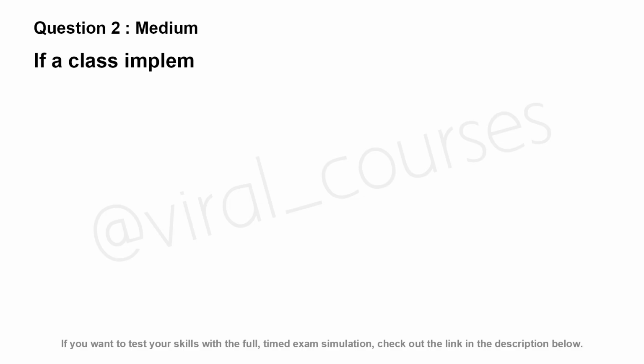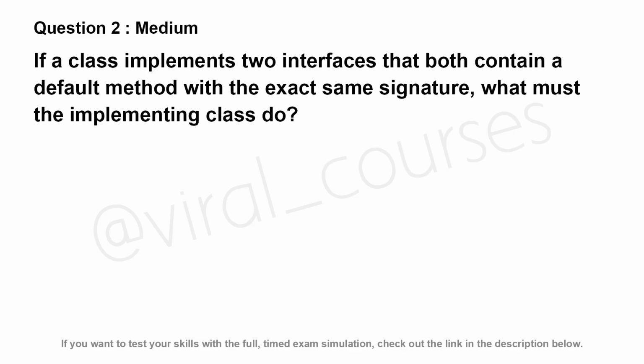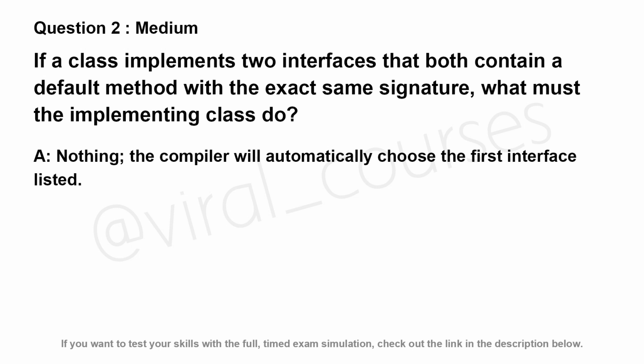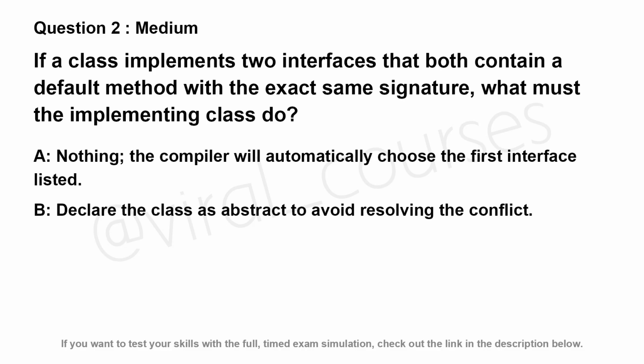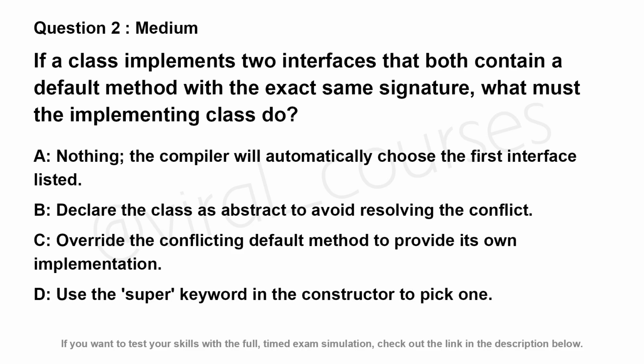If a class implements two interfaces that both contain a default method with the exact same signature, what must the implementing class do? Option A. Nothing. The compiler will automatically choose the first interface listed. Option B. Declare the class as abstract to avoid resolving the conflict. Option C. Override the conflicting default method to provide its own implementation. Option D. Use the super keyword in the constructor to pick one.